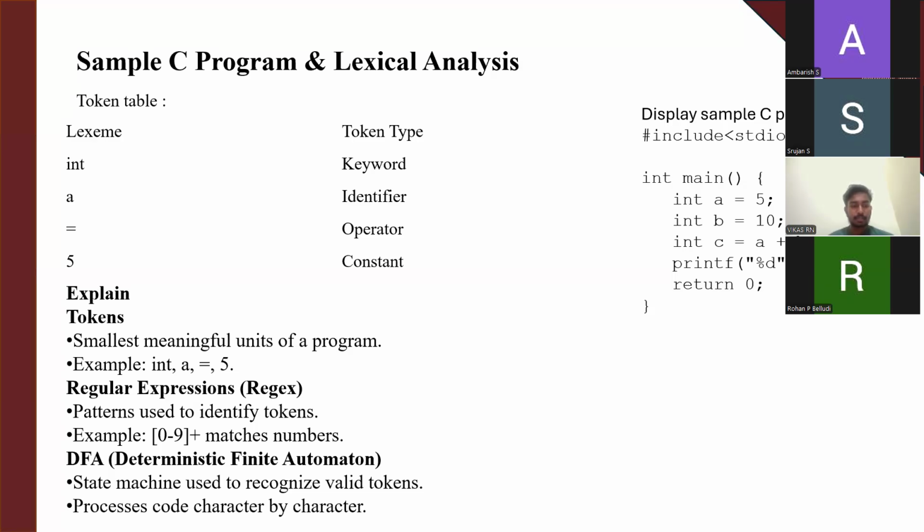A token is the smallest meaningful unit of a program, for example, int a = 5. Next, regular expression: patterns used to identify tokens, for example, 0 to 9 plus matches a number. Here DFA means deterministic finite automaton. It is a state machine used to recognize valid tokens and processes code character by character.